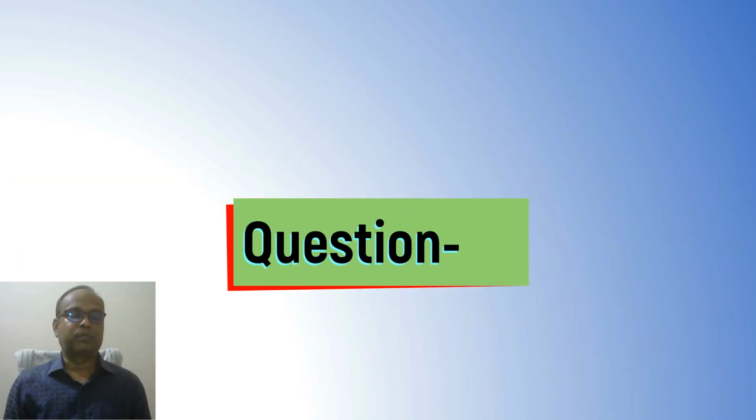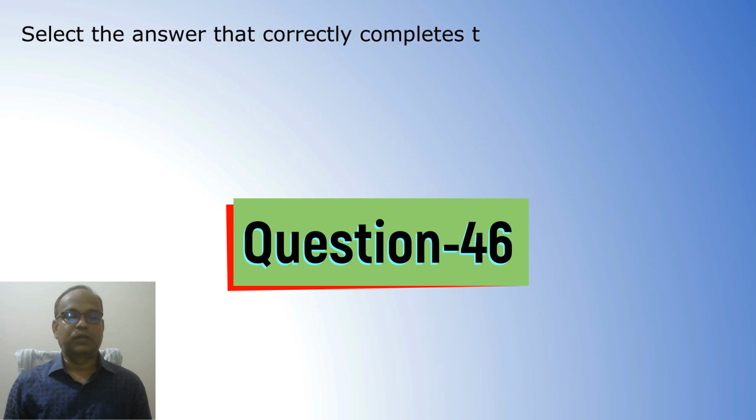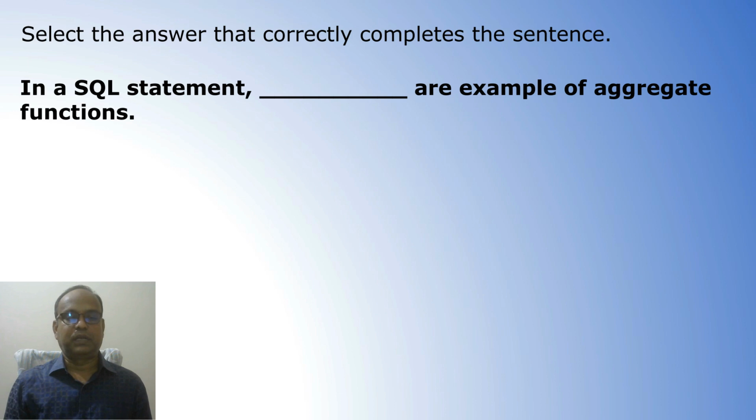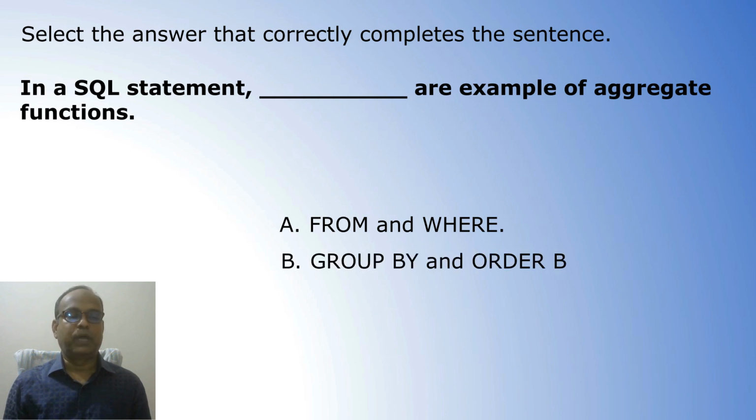Next question, question number 46. Select the answer that correctly completes the sentence. In a SQL statement, dash are examples of aggregate functions. Option A, from and where. Option B, group by and order by. Option C, join and merge.